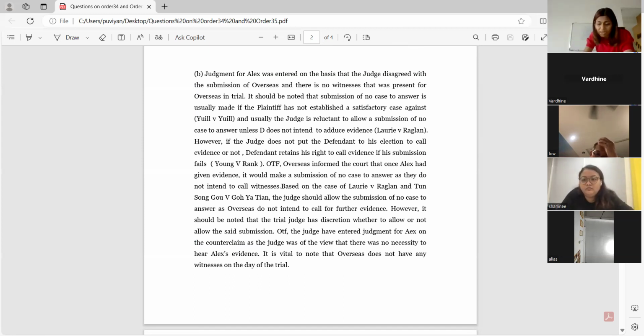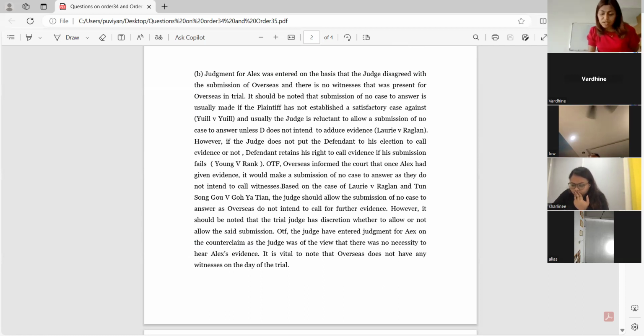But as regards the dismissal of their claim, the proper way is to file the action afresh. So the claim between Overseas Sendirian Berhad versus Alex was dismissed, right? For this claim, the counsel is telling you to file afresh. For the counterclaim on the issue of judgment, there's a judgment given for Alex, right? They are advising to file an appeal.